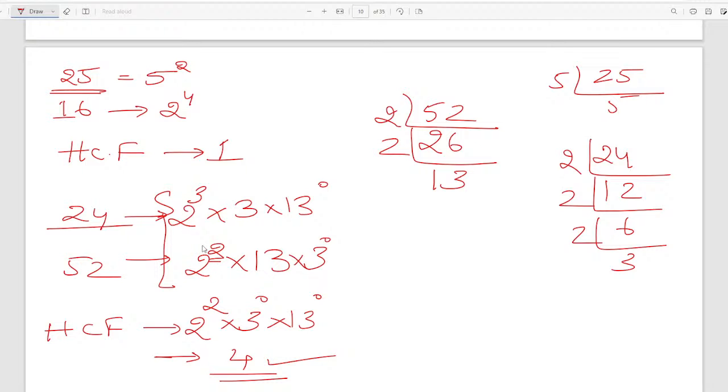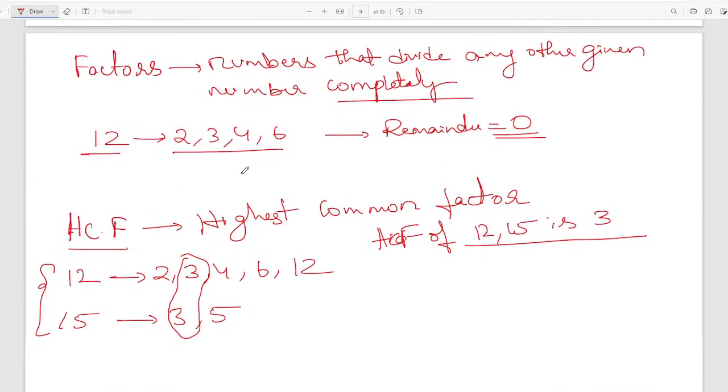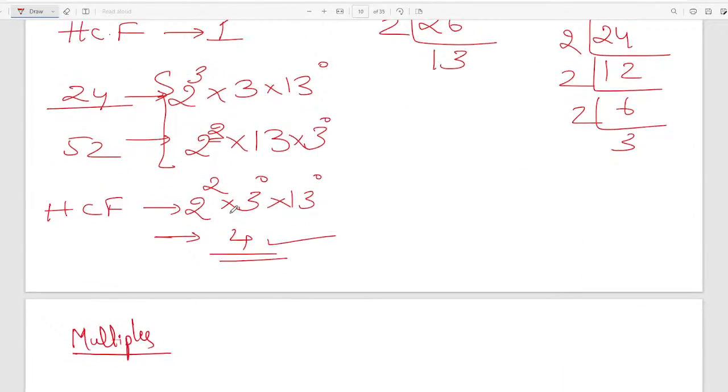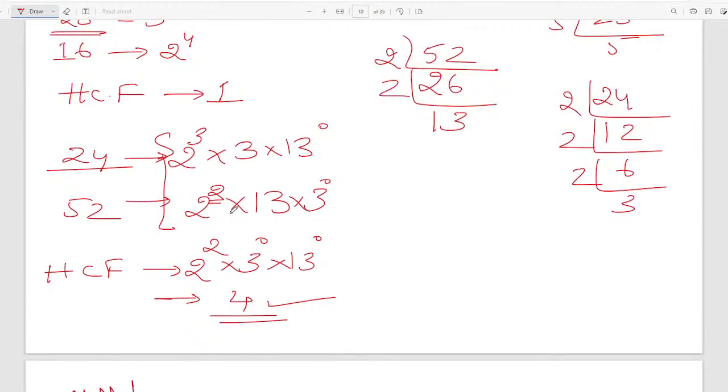I hope this is understood. I mean, this is clear. What is HCF? What is a factor? What is HCF? And how to calculate HCF? If it's clear, please let me know. If you have any doubt, you can feel free to ask. If it's clear, I'll move to the next part.